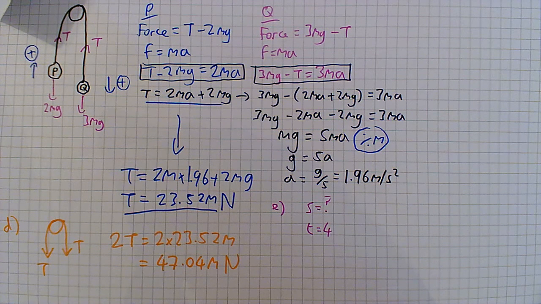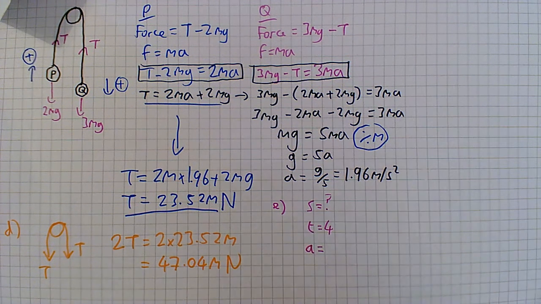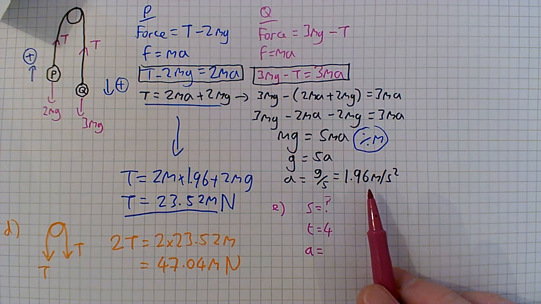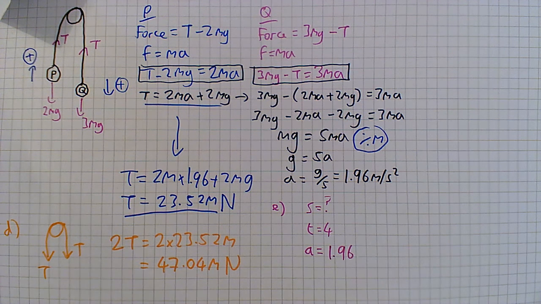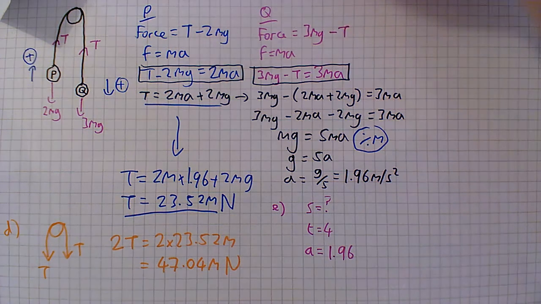And then we're going to need some more information. We've already got the acceleration. We've got that it's 1.96. That's for both P and for Q. Remember, they accelerate the same way at the same time. So we just need one more piece of information. And the other piece of information is in the question.